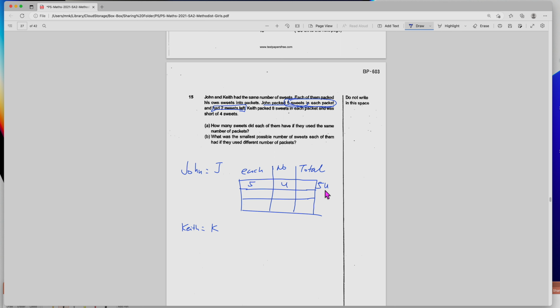Minus 2. Oh no, plus 2. Because plus 2 means you still have 2 left. So you need to add these 2 to give you the total. So it's 5U plus 2, which is the total. So it looks like I have to put it inside.